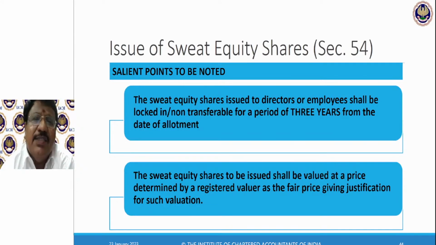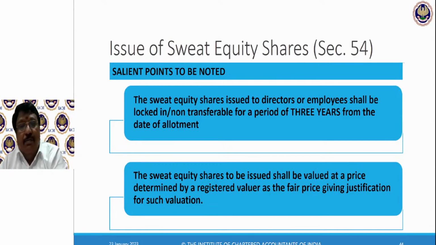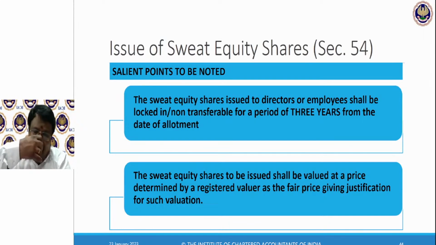The sweat equity shares issued to directors or employees shall be locked in, non-transferable for a period of 3 years from the date of allotment. So sweat equity shares cannot be sold for 3 years. There is a lock-in as per the section. They will be valued at a price determined by a registered valuer at the fair price, giving justification for such valuation. See, we are going to allot the shares of the company. The company is already making profit, etc.